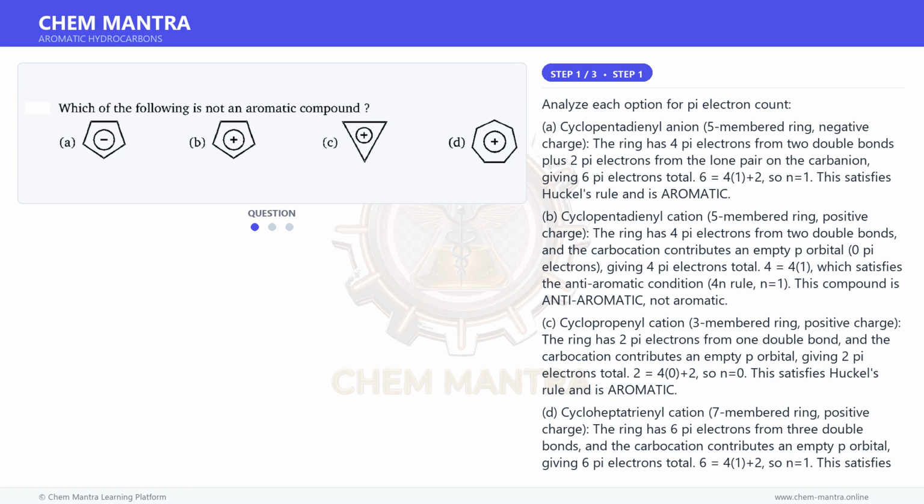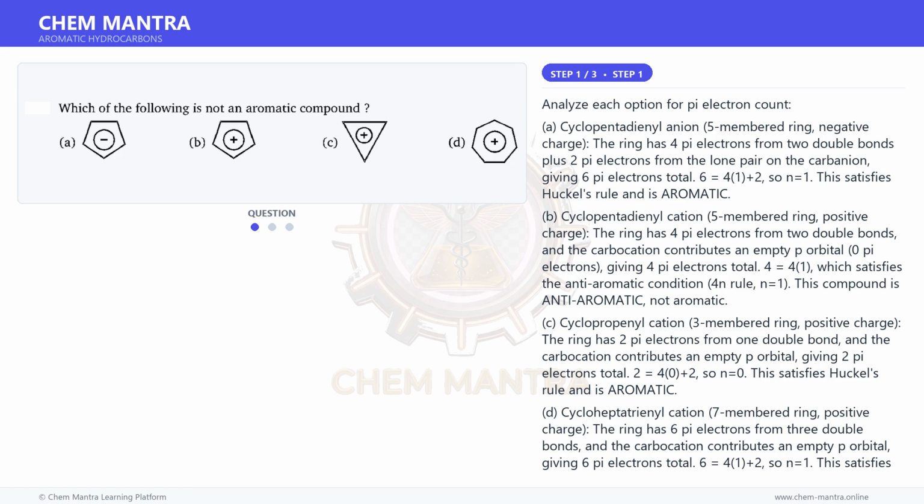B. Cyclopentadienyl cation, 5-membered ring, positive charge. The ring has 4 pi electrons from 2 double bonds, and the carbocation contributes an empty p orbital, 0 pi electrons, giving 4 pi electrons total. 4 is equal to 4n, which satisfies the anti-aromatic condition, 4n rule, n is equal to 1. This compound is anti-aromatic, not aromatic.